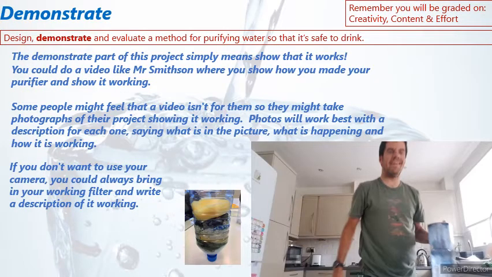The next part of your task is to demonstrate your system working. You do not have to do a video for this. You might choose instead to use photos with a description. You could choose to do a cartoon. You might even decide you'd rather do some creative writing and fully describe in detail how your system works. However you decide to do it, remember that you will be graded on creativity, content, and effort.